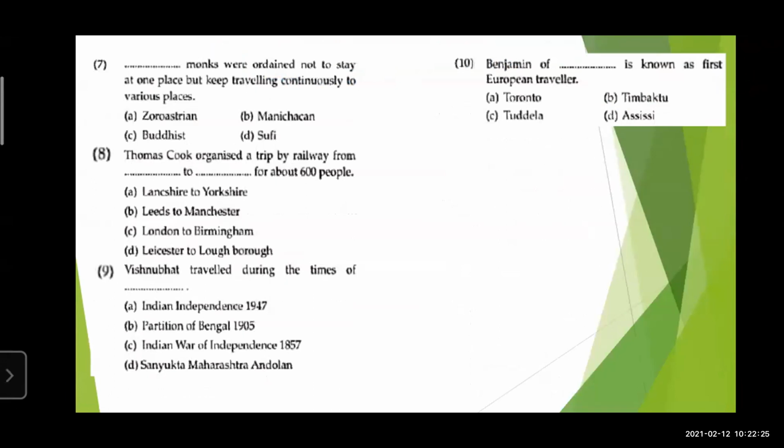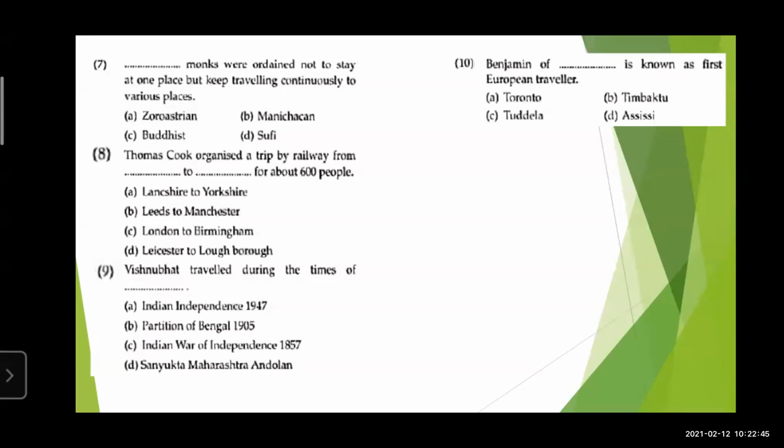Dash monks were ordained not to stay at one place but keep traveling continuously to various places. Options are A. Zoroastrian, B. Manichaean, Buddhist, Sufi. The correct answer is Buddhist monks. Then we have the eighth one.